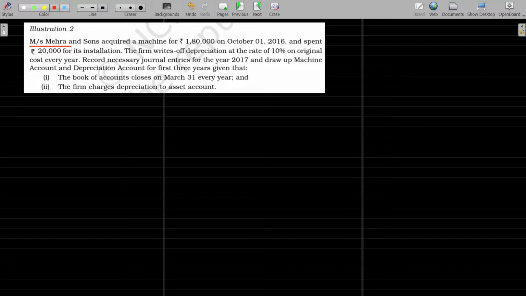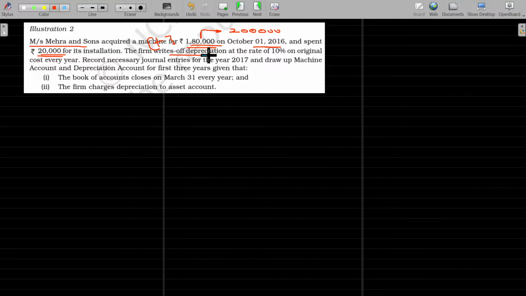Messrs. Mehra and Sons acquired a machine for rupees 1,80,000 on October 1, 2016 and spent rupees 20,000 for its installation. Any charges incurred for installation, like carriage, whatever it may be, are clubbed as machinery only. So the machinery value is 2 lakhs.